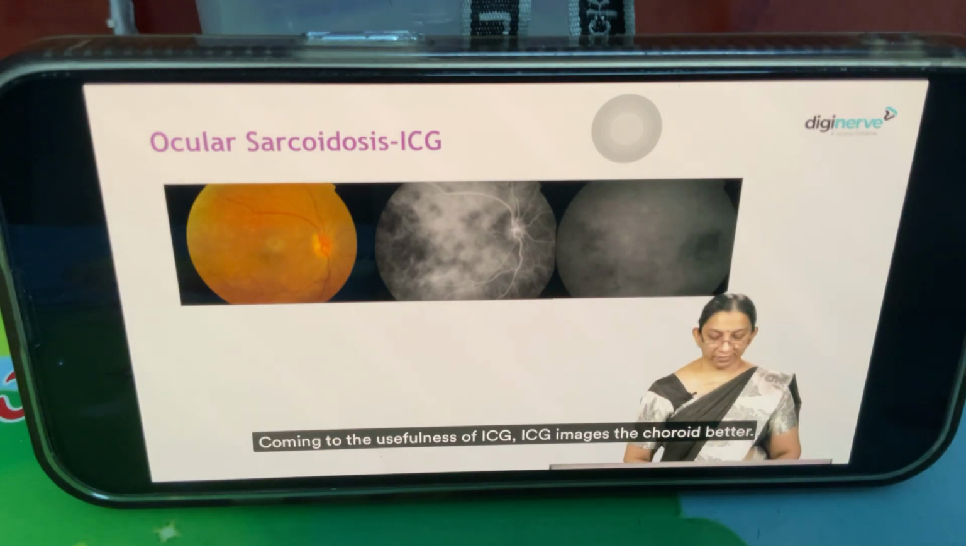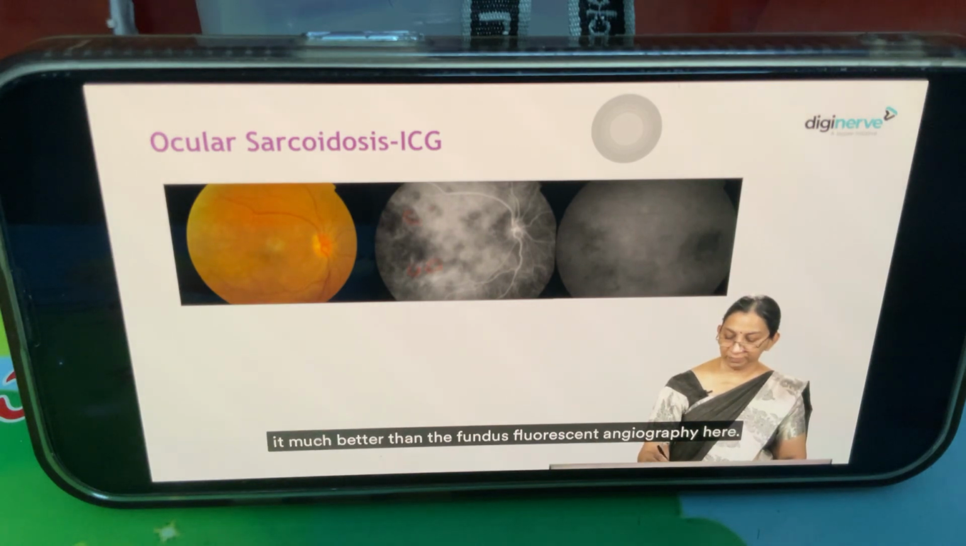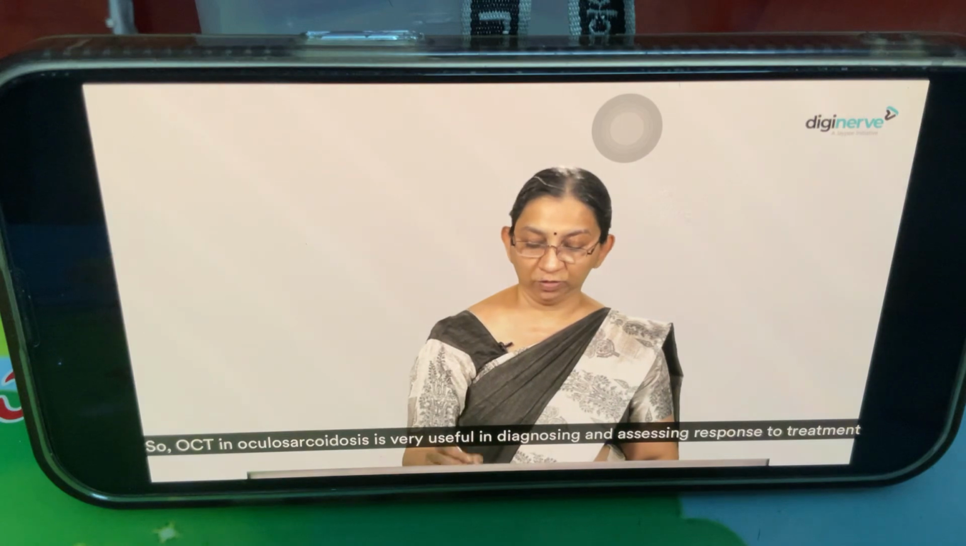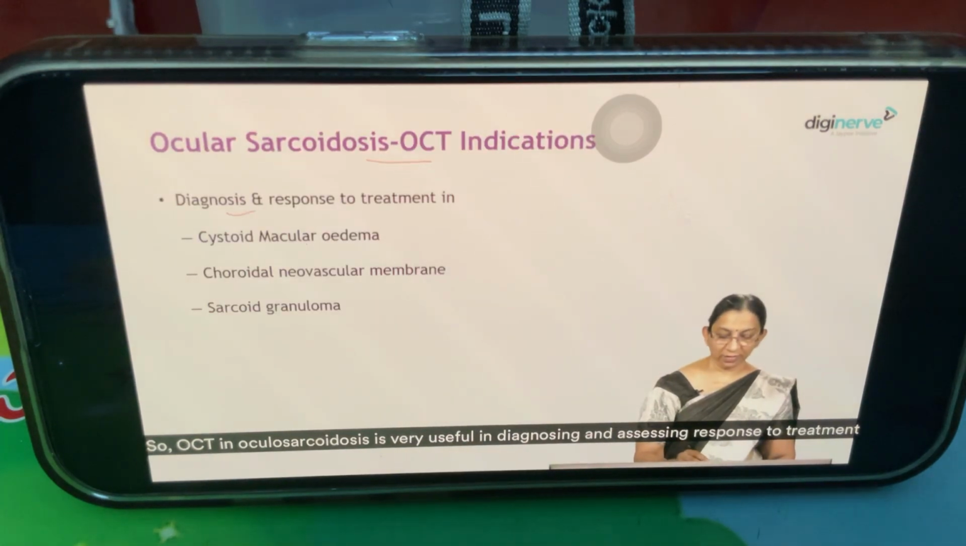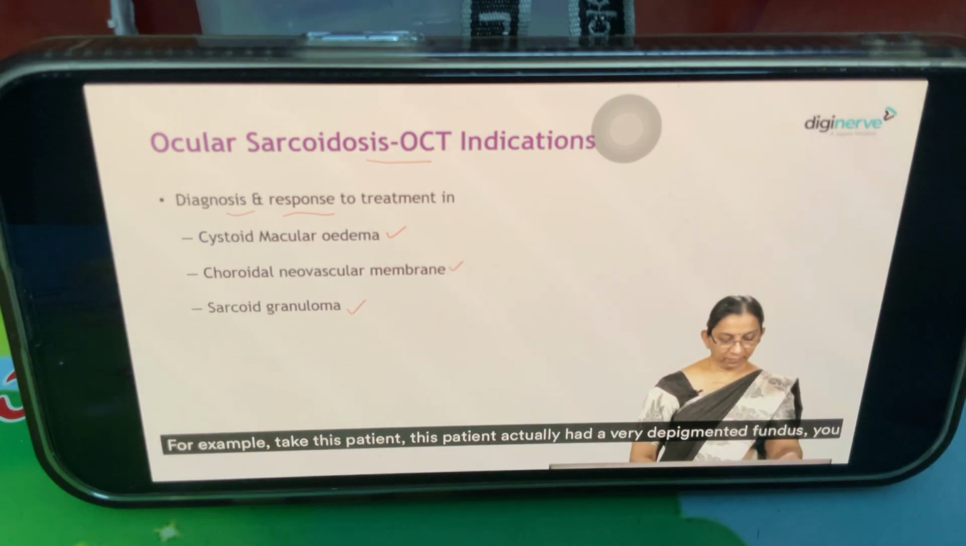ICG images the choroid better. So in those cases where the lesions are not very clear clinically, it helps to identify it much better than the fundus fluorescein angiography here. So OCT in ocular sarcoidosis is very useful in diagnosing and assessing response to treatment in cystoid macular edema, choroidal neovascular membrane, and even in sarcoid granuloma.